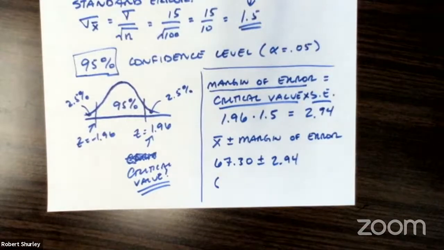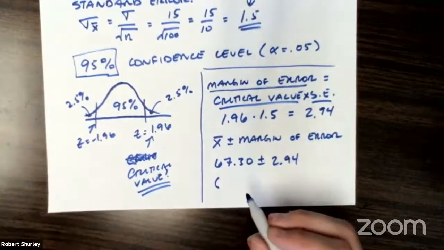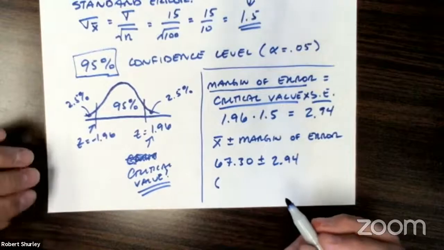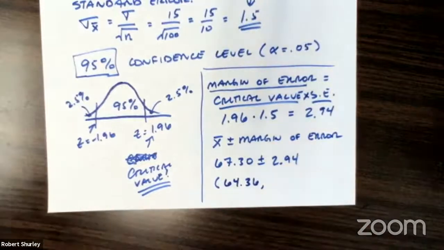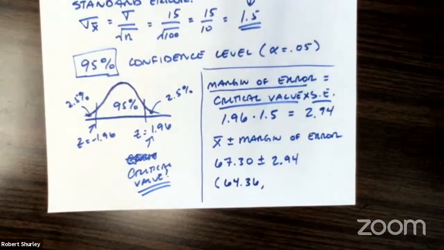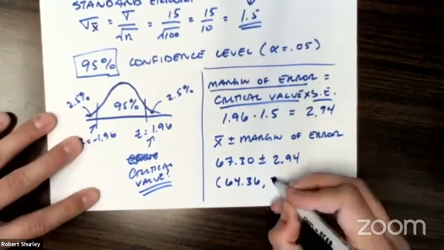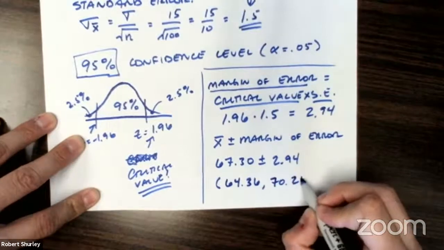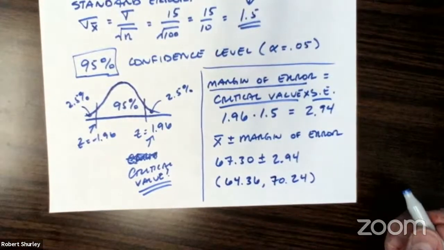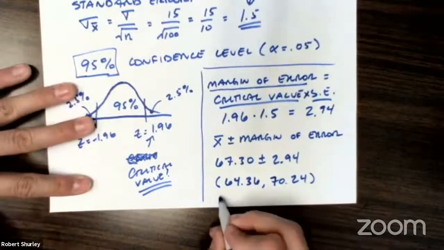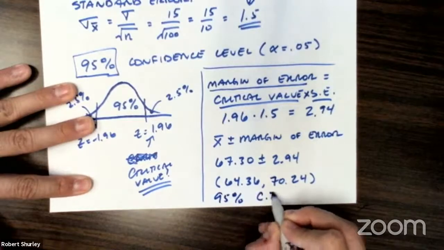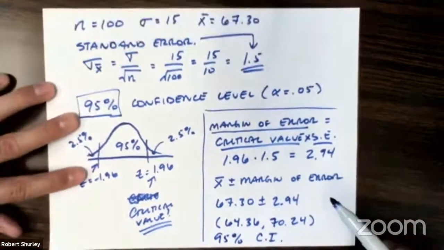So our x bar for this example is 67.30. And I'm going to add and subtract 2.94. I'm going to subtract it first because we write the smaller number first. So 67.30 minus 2.94 gives me 64.36. And then I've got to add: 67.30 plus 2.94 is 70.24. And we found, now look, our 95% confidence interval.